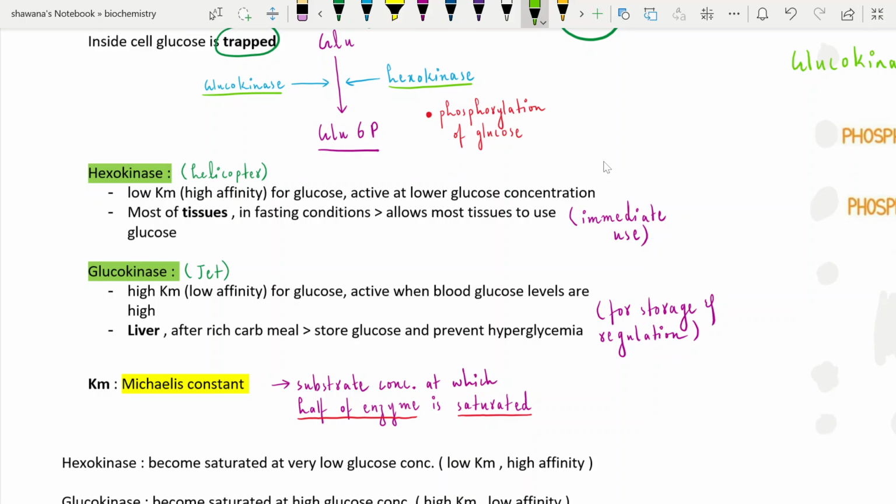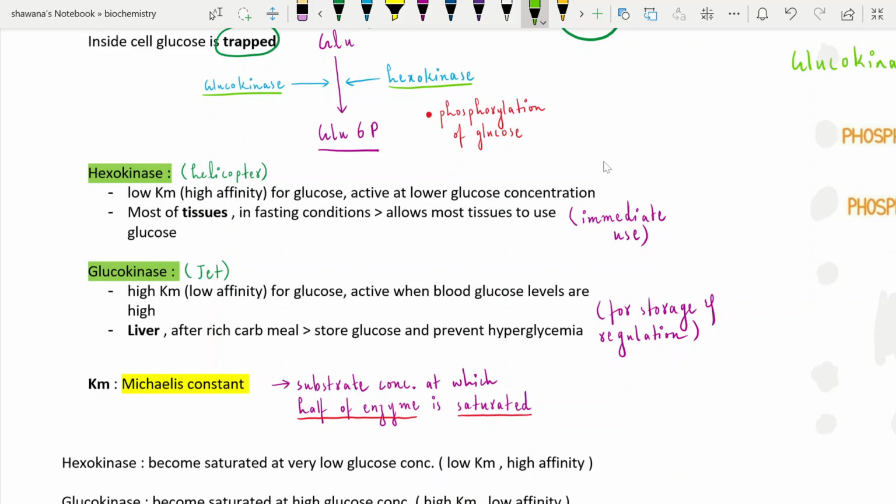For example, we have taken a meal, and after that a large amount of glucose comes from the portal circulation and goes into the liver. So, for a large amount of glucose, we need glucokinase for its storage. It means that glucokinase is an enzyme that works under high levels of glucose. It does not work under low glucose concentrations. It's like a jet. A jet has a capacity of 200 to 300 people, but a helicopter can accommodate only 10 to 12 people, right? So glucokinase is like a jet.